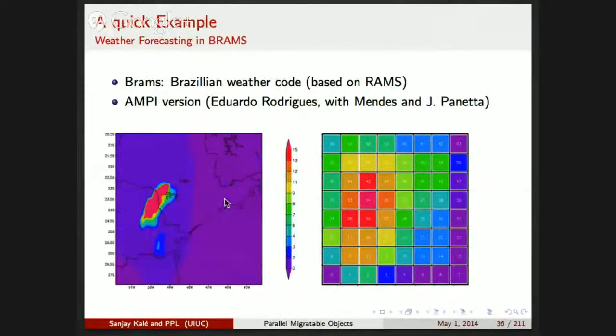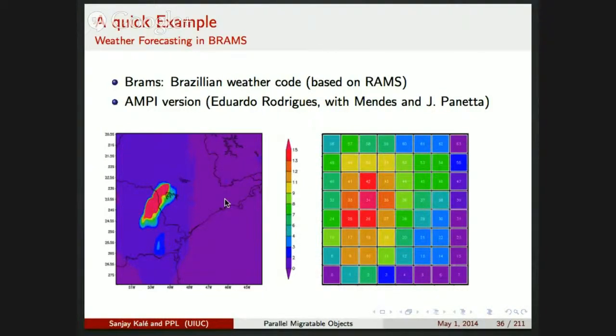It's supposed to be a video, a GIF basically, but here it's a Brazilian weather code simulation. This was the work done by Eduardo and Celso Mendes in collaboration with a Brazilian university. So here what we are seeing is the domain that we are looking at, and this is the storm that's coming in. It's a nice animation, in fact. We could have watched it.